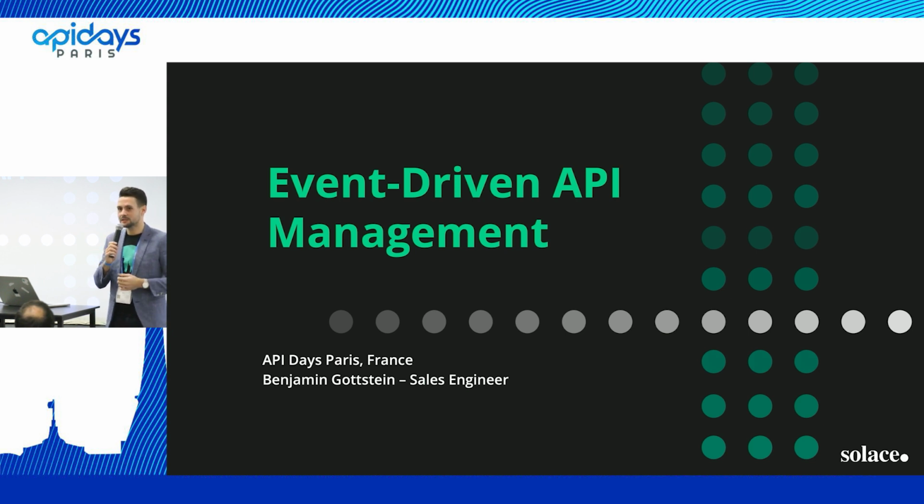My name is Benjamin Gottstein. I'm working at Solace. In my role, I'm helping companies to build event-driven architecture based on the PubSub platform from Solace. I'm located in Munich. You might have seen it on the t-shirt. This is the Frauenkirche in Munich. And Solace is actually a Canadian company. We have been in the event streaming and messaging area for 20 years.